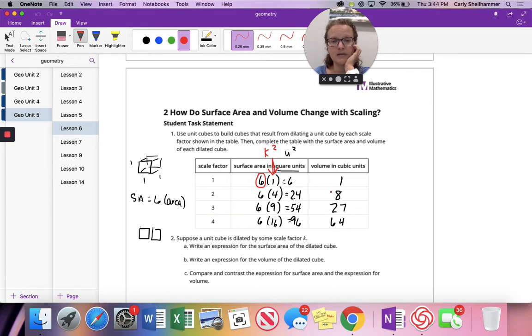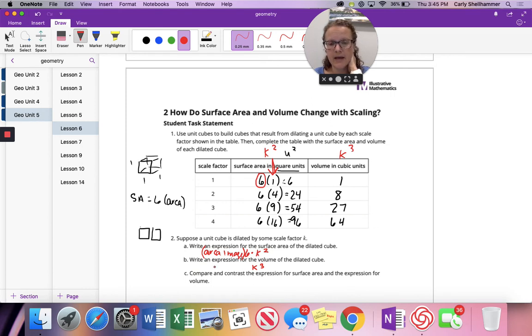Now the volume is our scale factor cubed. 1 cubed, 2 cubed, 3 cubed, 4 cubed. All right? So if we write an expression for the surface area of the dilated cube, it's 6 times K squared. Write an expression for the volume of the dilated cube, it's K cubed. I guess it would be the original area. For that, it's 1. I don't like that. So the area of the image times 6, because there's 6 faces, times K squared.